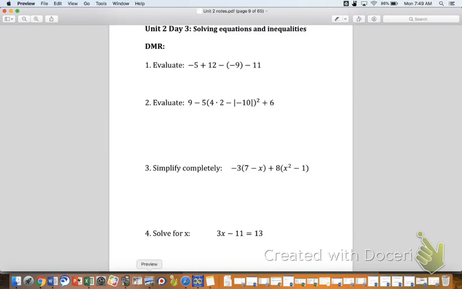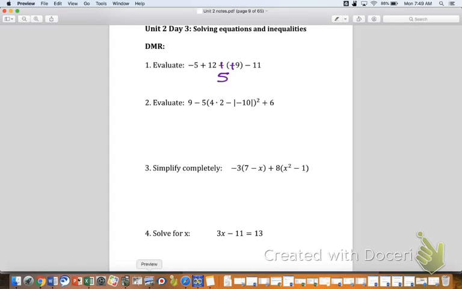Here are some answers, some steps for these. So for number one, it's basically just one operation. It's addition and subtraction up there. So negative 5 plus 12 is 7. This is really plus a positive. 7 plus 9 is 16, minus 11. I got 5 for that one. What do you guys think? Good? Any questions? Did that all in one step. I'm hoping you guys are getting to that place where you can do that pretty comfortably.